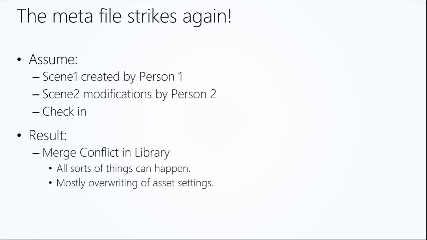And the meta file strikes again, number two. Scene one created by person one, scene two modifications by person two. If you don't split the meta file off, all of those are going to be stored in the same file in your library, and it's going to all be a binary. You have no idea what you're actually doing. So you need to make sure you split those off so this doesn't happen to you.